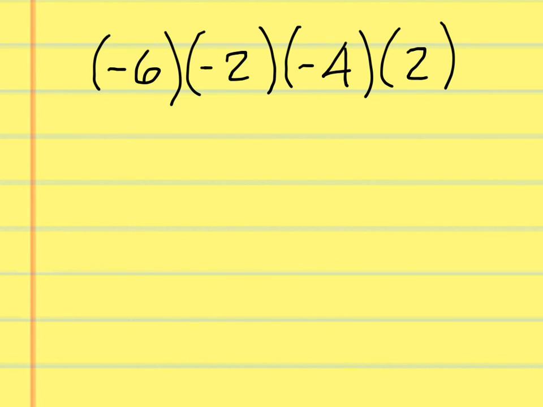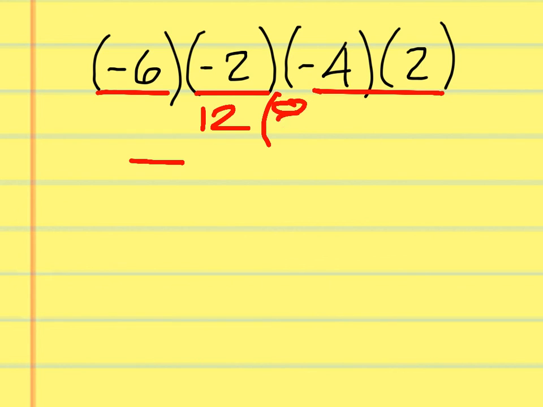How many negative signs are in this problem? 3 negative signs. What's the sign of the answer? Negative. What is 6 times 2? 12. So we really end up with 12 times. What's 4 times 2? 8. 12 times 8 is 96. So negative 96.